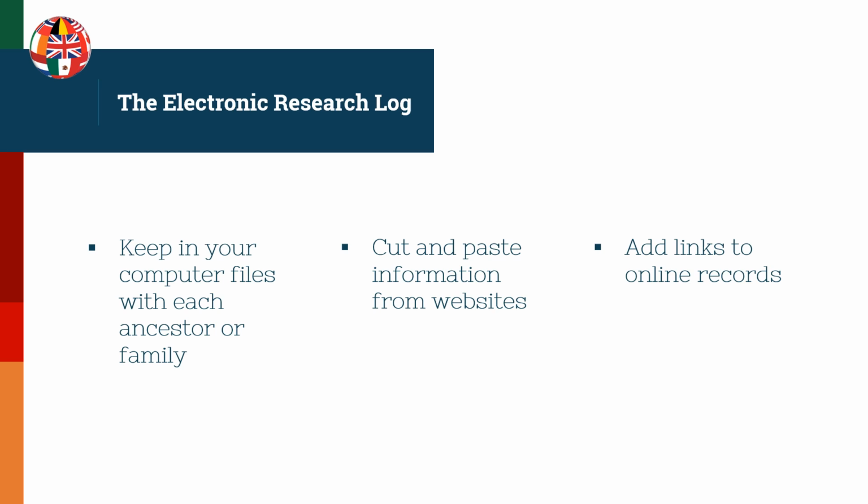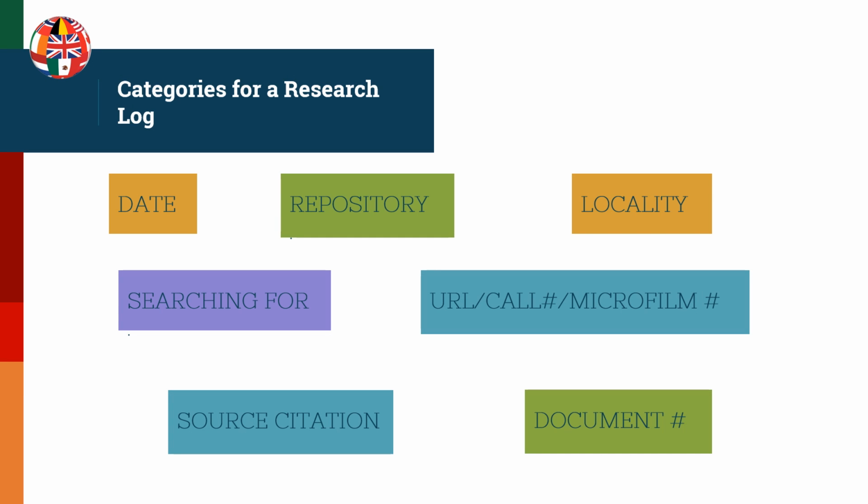Other good things about the electronic research log is the capability to keep in your computer files with each ancestor or family. You can cut and paste information from websites, and you can add links to online records. Categories for a research log can be the following: date, repository, locality, searching for, URL, call number, microfilm number, source citation, and document number. Let's look at each of these and see how we might use this category to record our searches in a research log.